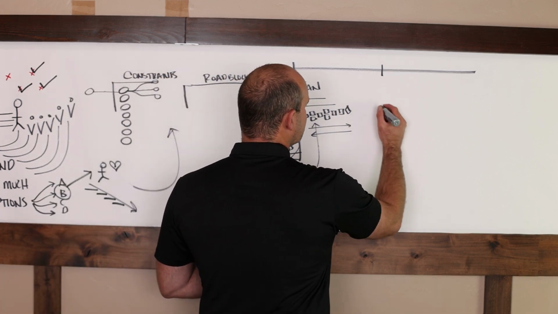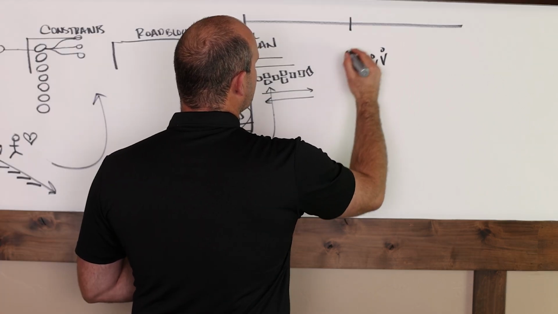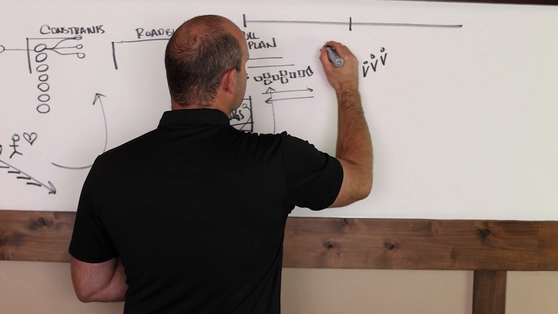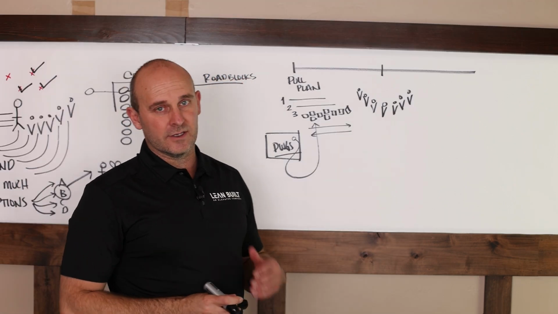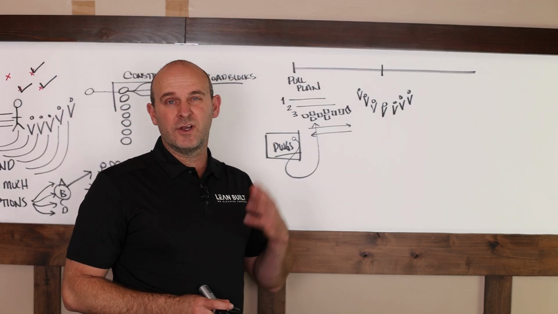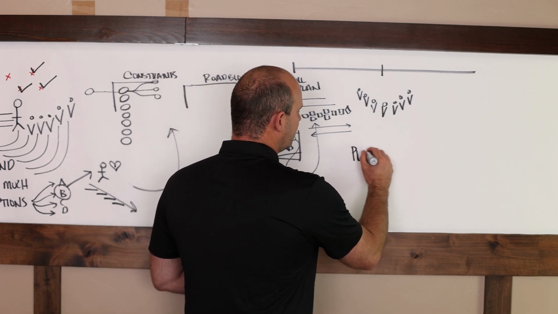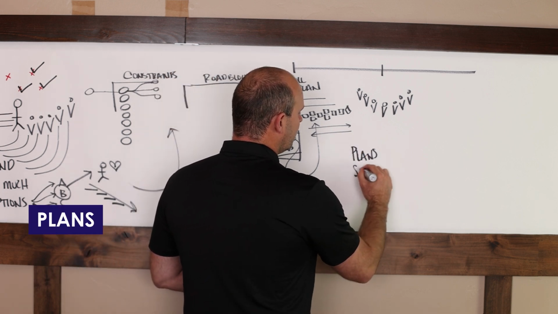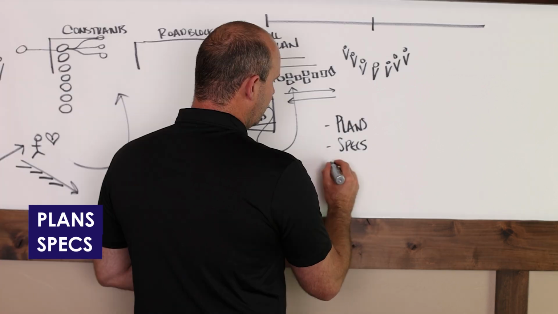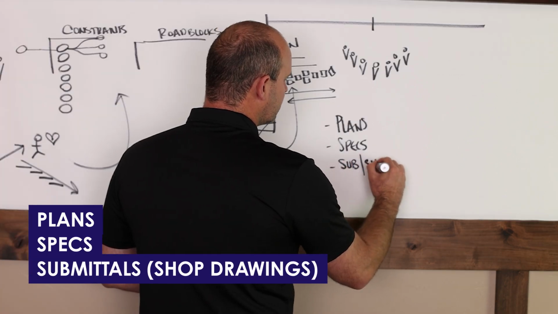So the idea is you are sitting, I wouldn't stand in this meeting, you are sitting around the room with the superintendent and the PM for the GC. You've got the trade PM, super, and foreman, you've got maybe the owner, the inspector, you got the group there, right? And the idea is to take the relevant information from the plans, the relevant information from the specs, and any relevant information for the submittals or shop drawings, okay?